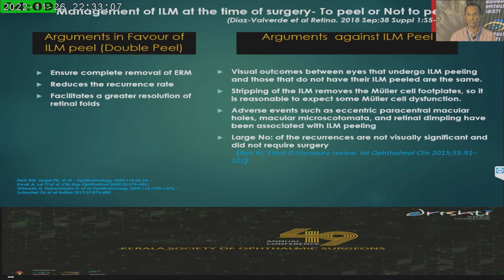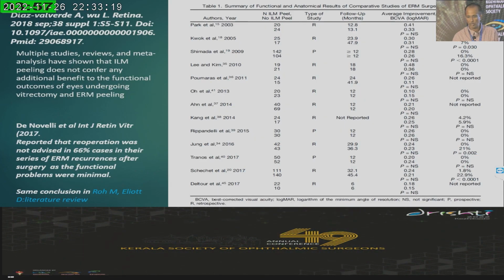Now, all the studies have failed to conclude that there is a significant difference as far as the long-term visual outcome is concerned, whether you peel the ILM or not. If you look at this wonderful study, it actually outlines all these studies from 2003 to 2017, and there is no significant difference as far as the visual acuity is concerned in all these studies between the double peel and the single peel.